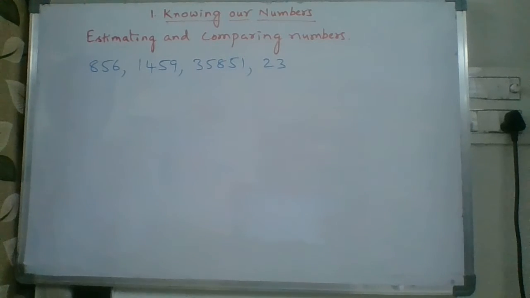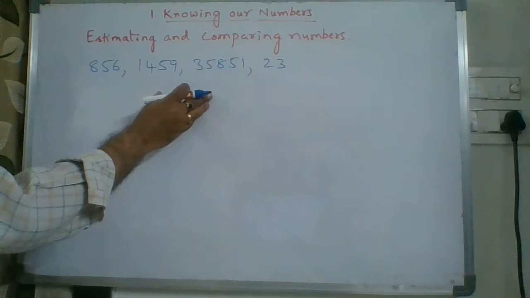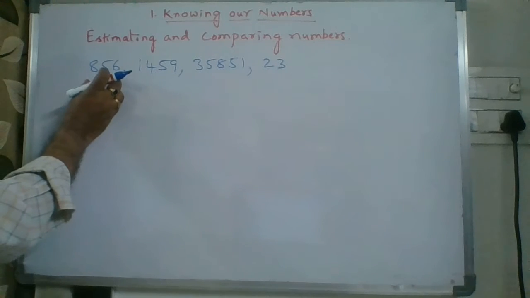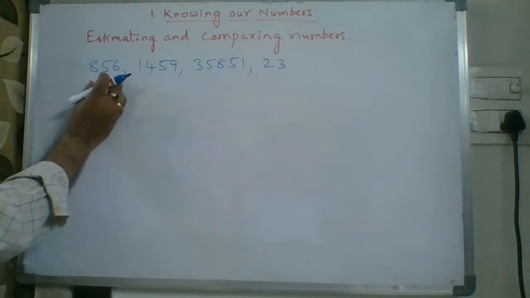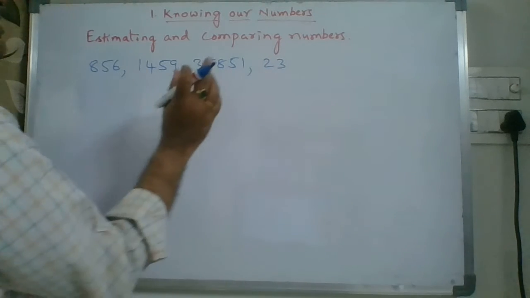So what is comparing of numbers? We first find the number of digits in each of the given numbers. How many digits are there? Here in this, there are 3 digits. There in this, 4 digits, 5 digits, and 2 digits.